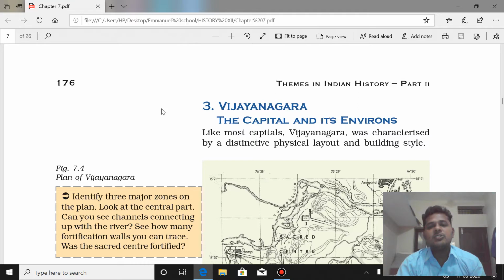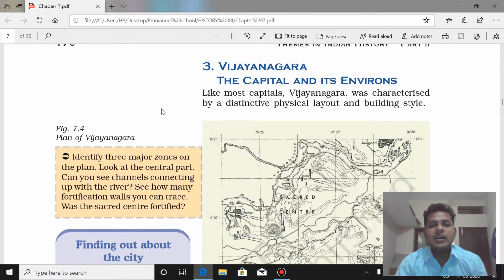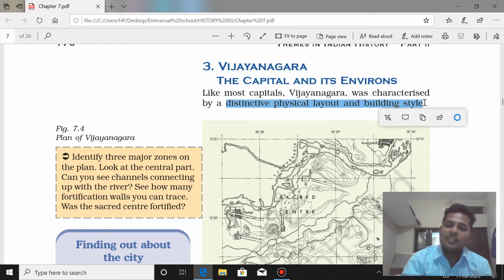So environs. So Vijayanagara Empire का जो capital city है, and how the Vijayanagara Empire's environment is and how it looks like. So that's the question. Like most capitals, Vijayanagara was characterized by distinctive physical layout and building structure. So question ये भी आ सकता है: what are the distinctive physical layout and building style of Vijayanagara Empire?